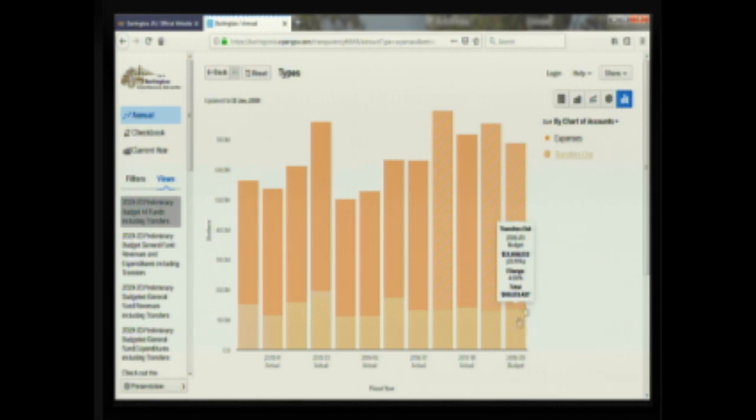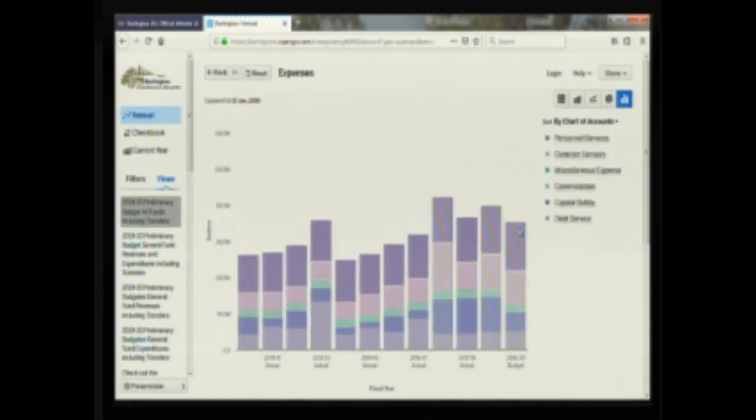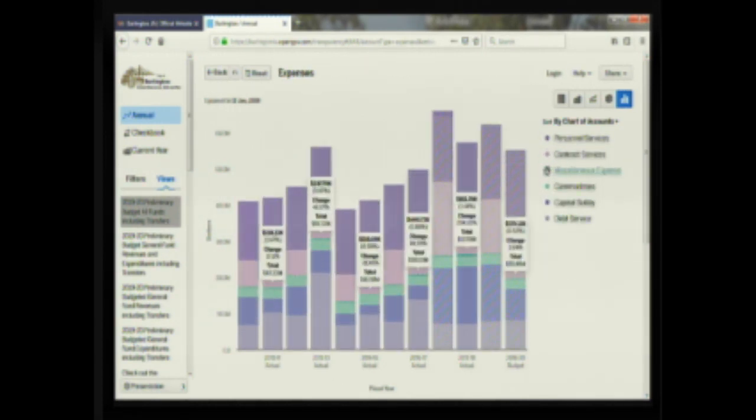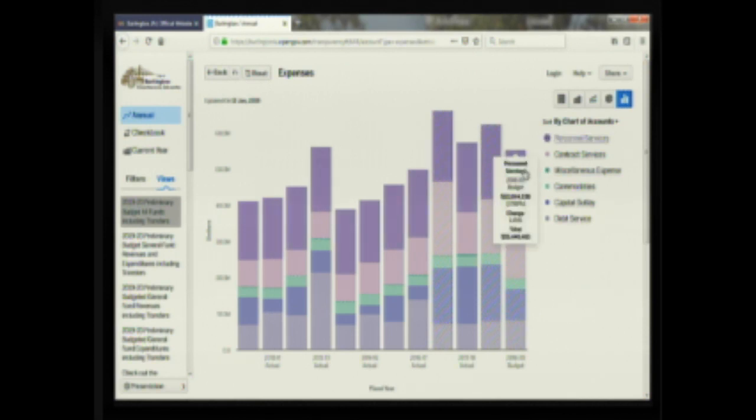$13.6 million. You can look through and see on an overall budget what the breakdown is of those expenditures. Personnel services, for example, being $21 million or 38% of overall expenditures, and you can just toggle through and see the breakdown of the information in a lot of different categories this way.